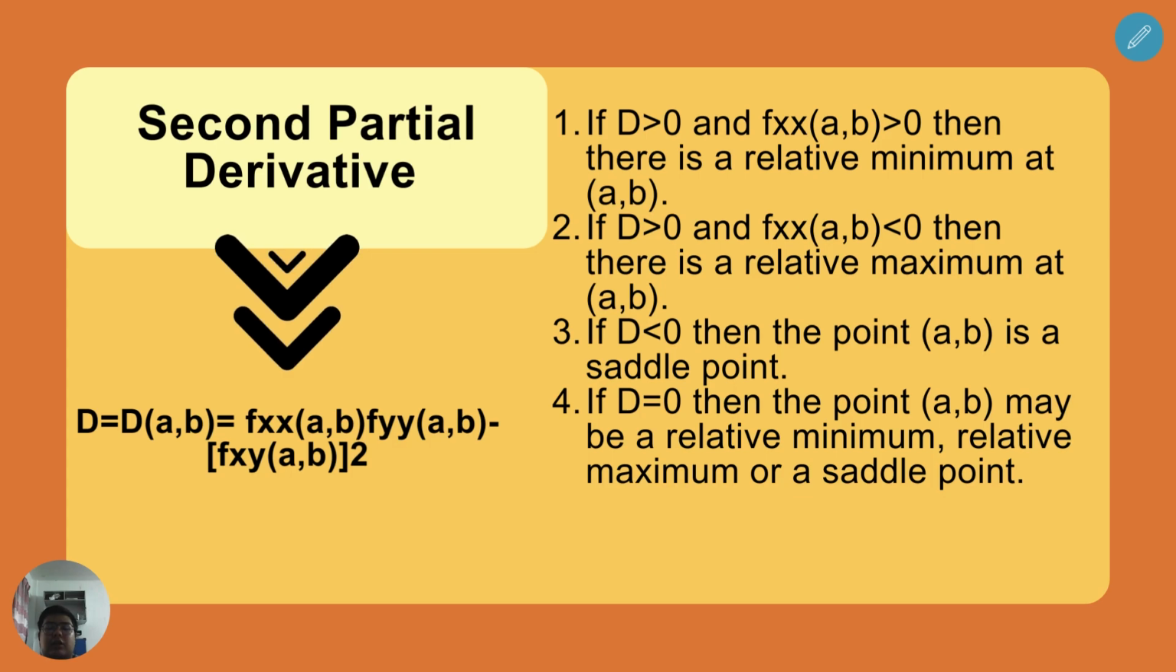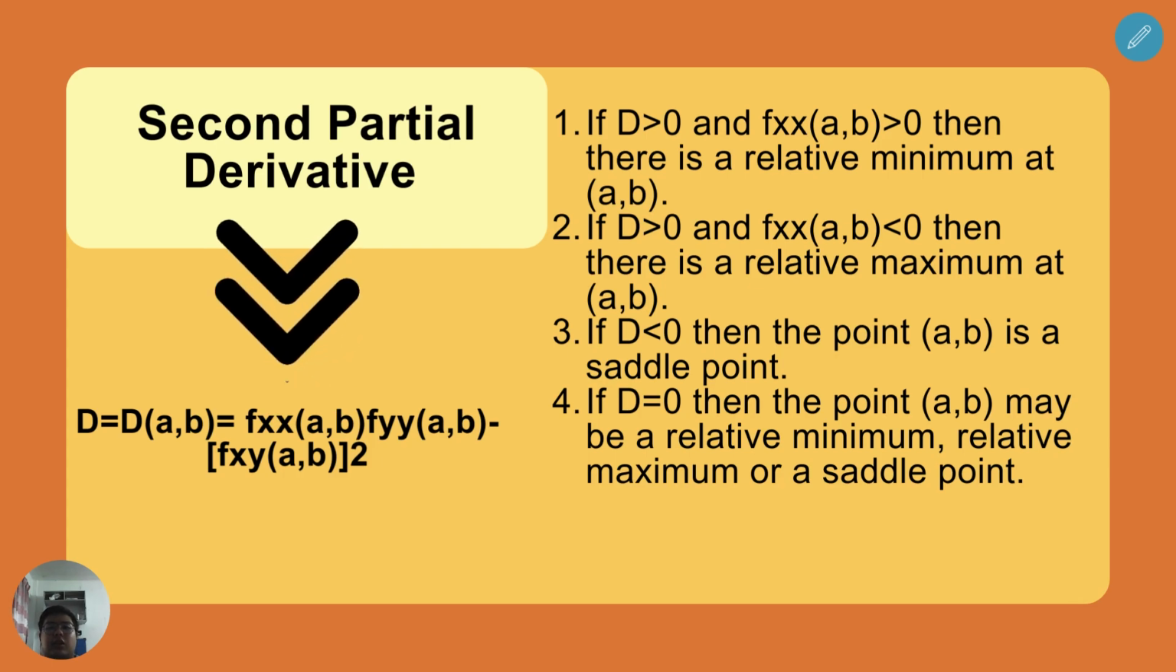Okay, after we find the critical points, we also need to do the classification of the critical points. So we use the second partial derivative. The formula of the second partial derivative is D(a,b) equal to fxx(a,b) times fyy(a,b) minus fxy squared.